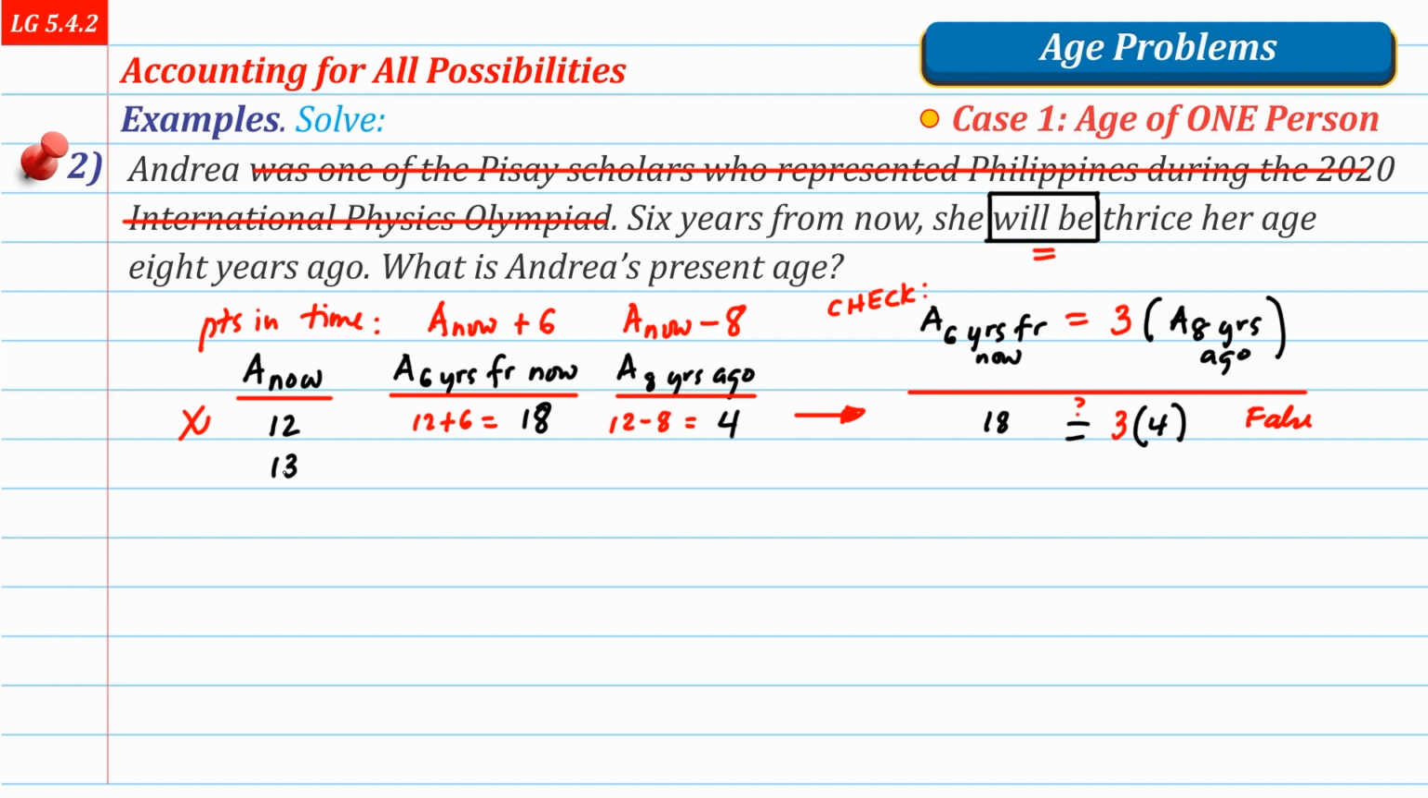Next, 13. Do you think 13 is possible? Let's try. 13 plus 6 is 19. 13 minus 8 is 5. Let's check, guys. 6 years from now, this one, is 19. Is it equal to 3 times the age 8 years ago, which is 5? True or false? Again, it's false, guys. It's false.